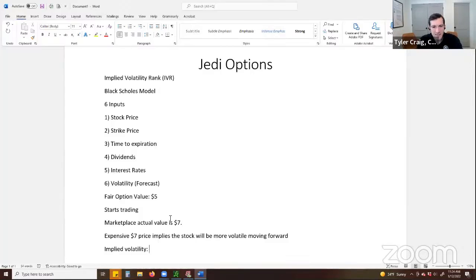That would come in handy. And that's why option traders focus on implied volatility so they can make a more informed decision. Okay, so that's the first piece, right? Implied volatility measures whether options are cheap or expensive.